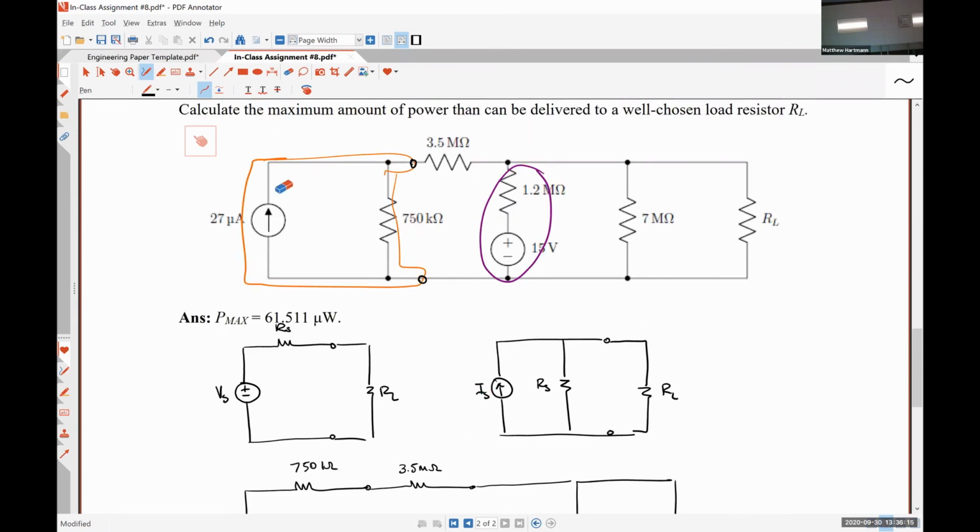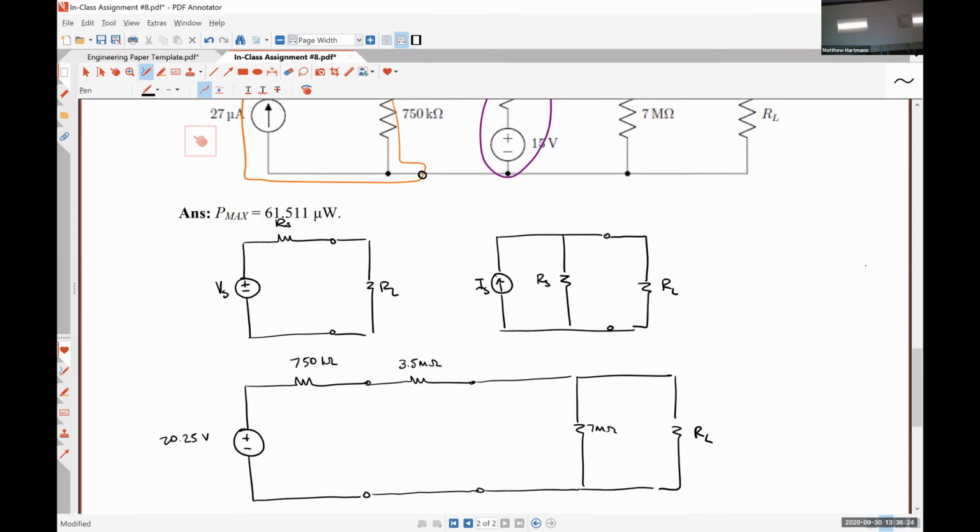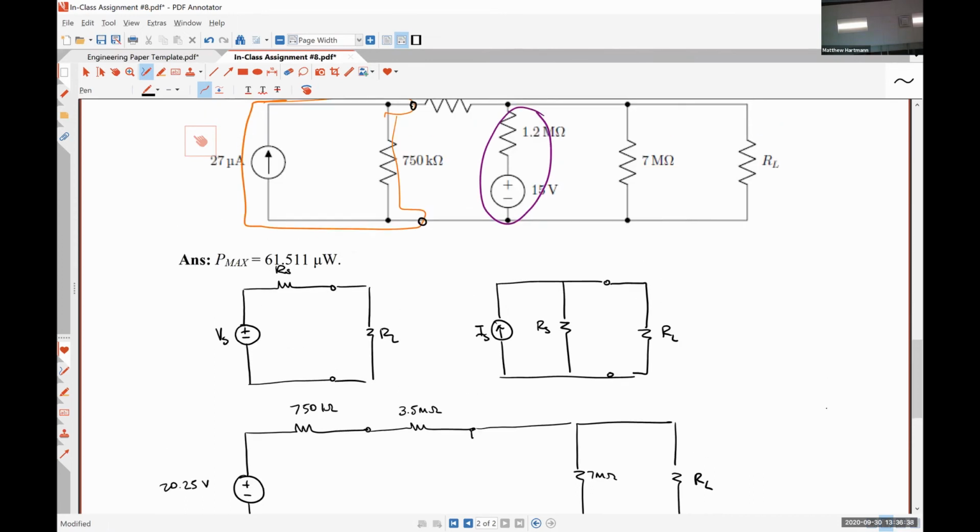Now, we also have this practical voltage source here in the middle, which I've outlined in purple. What we're going to do is convert it into a practical current source that we're going to connect to this set of terminals where that practical voltage source was. So first, how do I do that transformation? Yeah, the source voltage divided by the source resistance. So in this case, that's 15 volts divided by 1.2 mega ohms.